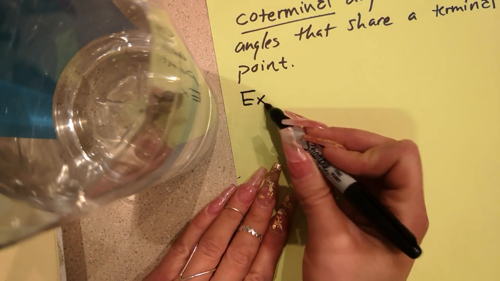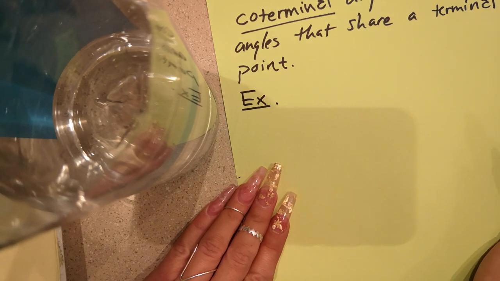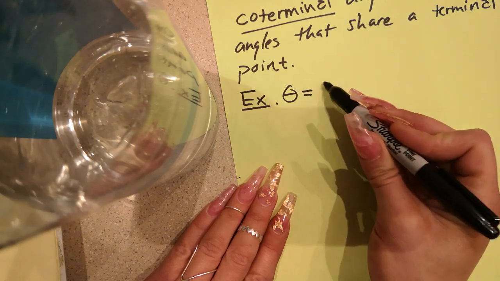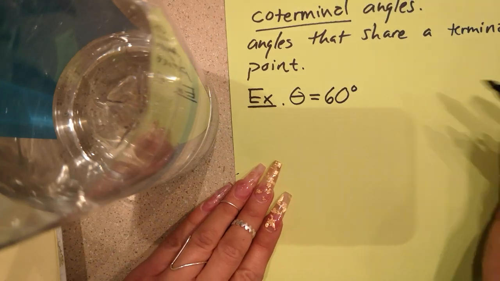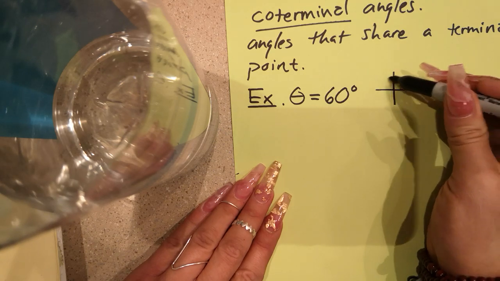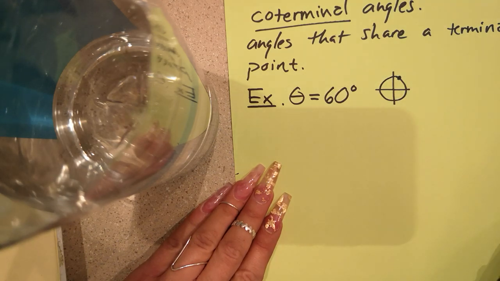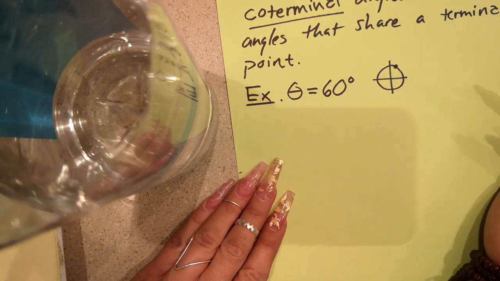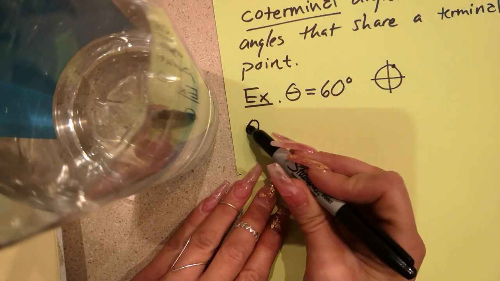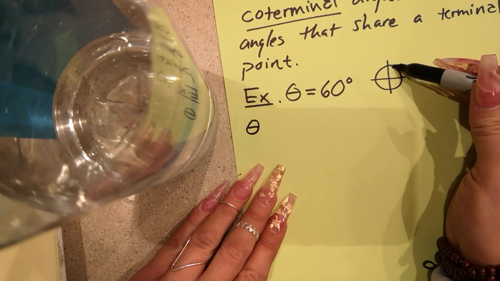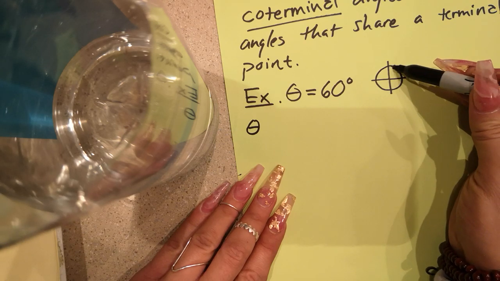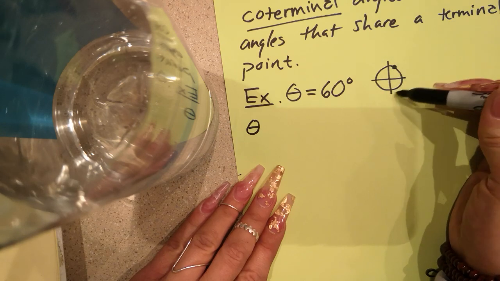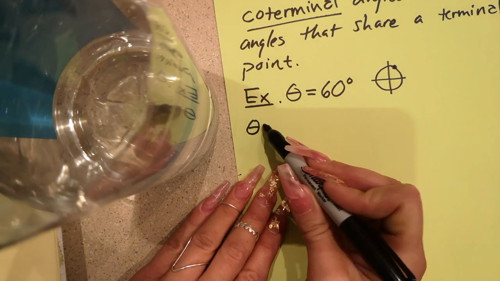So what if I have, for example, an angle like theta equals 60 degrees? So I could locate this point on the unit circle. So all I'm looking for here, I'm looking for angles that will land me at the same spot here as 60 degrees. So I guess if I start at 60 degrees, every time I go around the circle, that's adding or subtracting 360 degrees, I land back at the same terminal point.